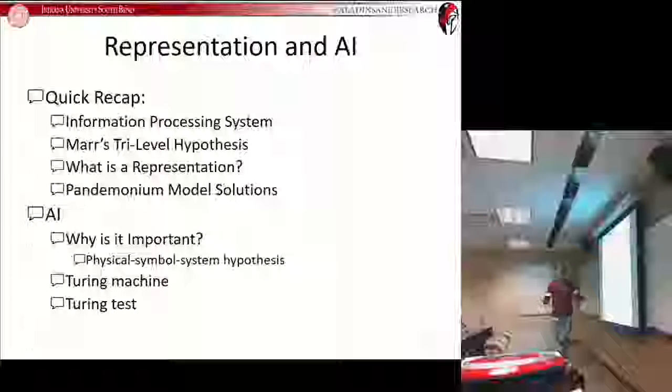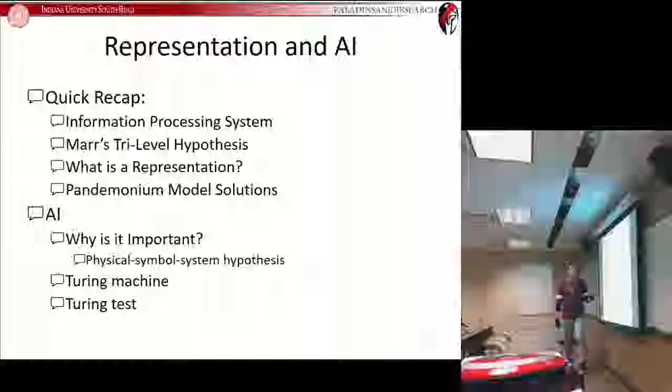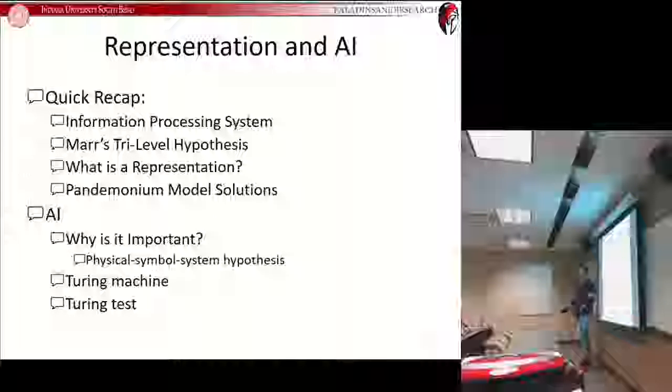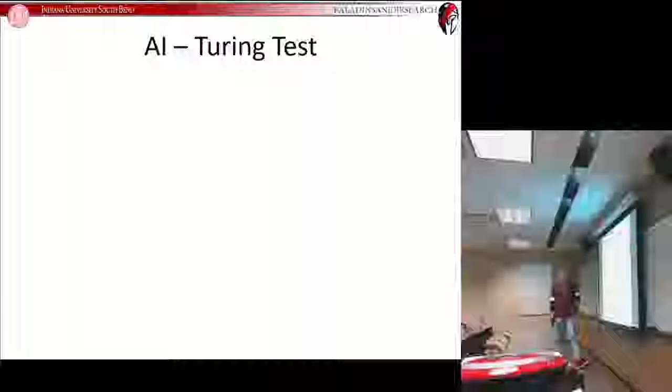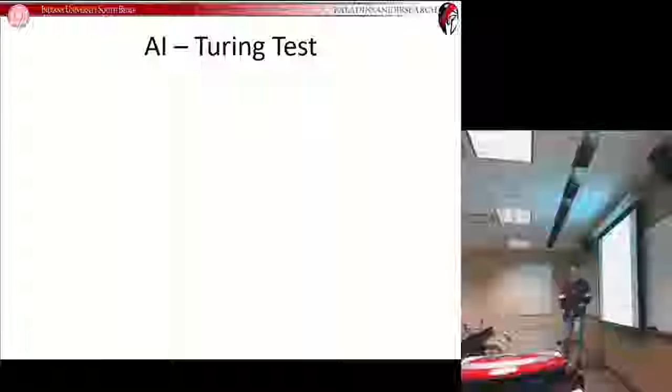Before we get to that, we are going to wrap up our look at AI. We were on the Turing test. We only got to talk about that very, very briefly, so we're going to take a look at that to wrap up that section. And before we get to that, though, no, not yet. That'll be next class. So let's get right into it. All right, so the Turing test.